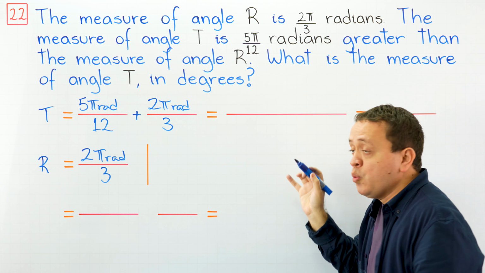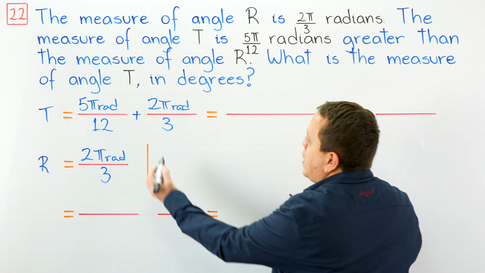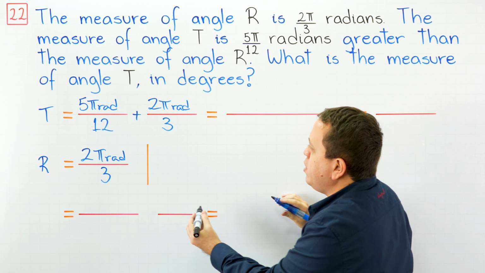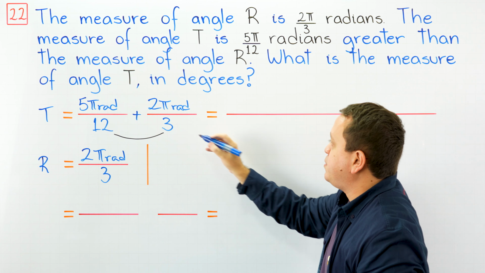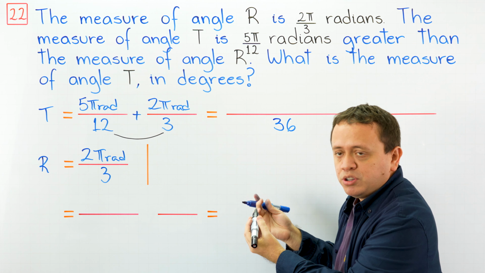That's right. We're going to find the measure of angle T in degrees. First, we're going to add these two fractions with unlike denominators. Let me show you a little trick. We're going to start by multiplying the denominators, and 12 times 3 gives us 36. And then we're going to cross multiply.